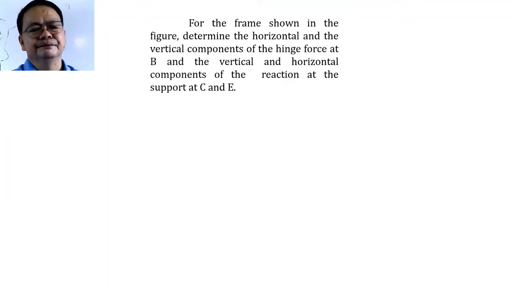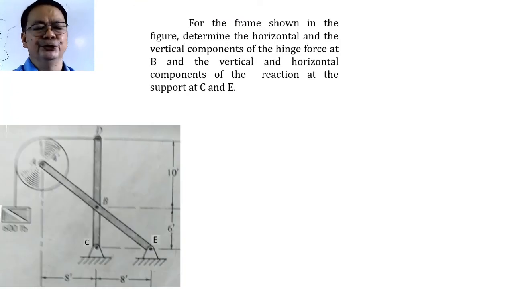Guys, ito ang problem. For the frame shown in the figure, determine the horizontal and vertical components of the hinge force at B and the vertical and horizontal components of the reaction at the support C and E. So in this particular figure, we have here vertical bar D, B, and C attached to inclined bar ABE, and ABE is supporting a pulley where the pulley supports another load of 600 pounds here. So in this problem, we would like to solve for the pin reaction at this joint as well as the reaction at the support C and E.